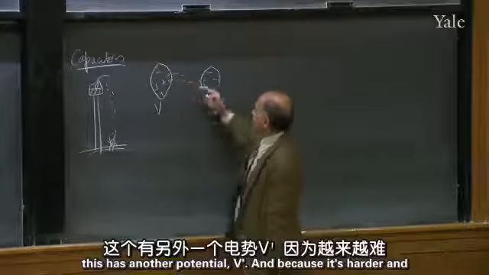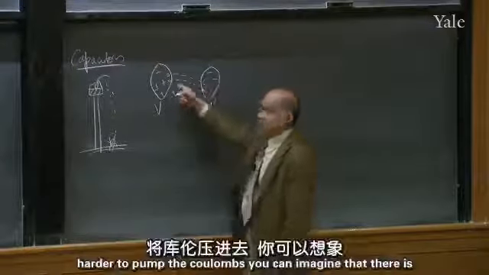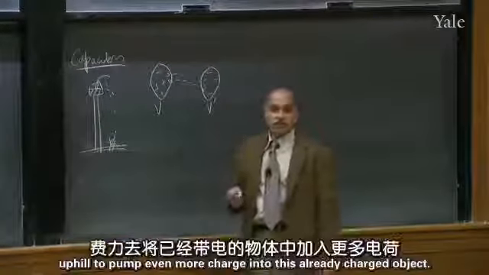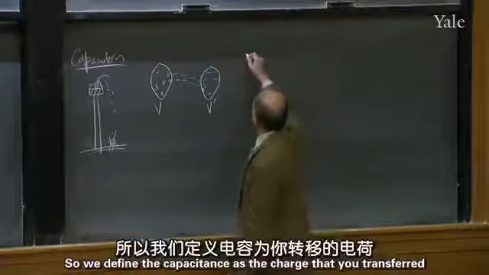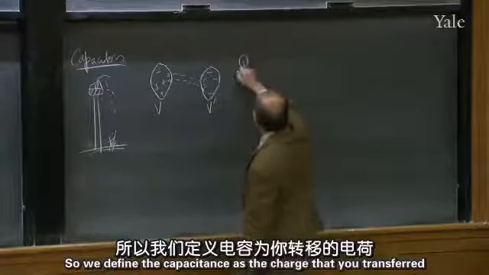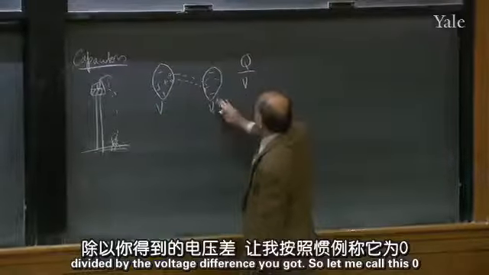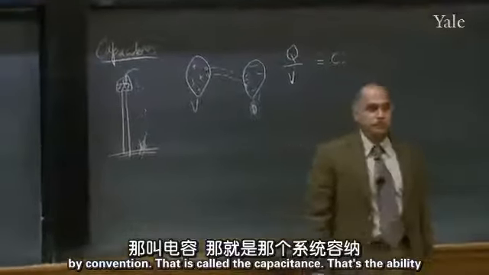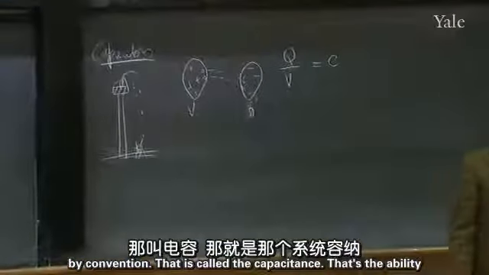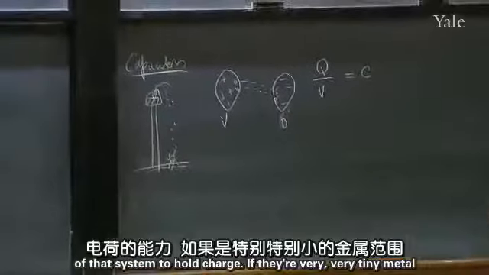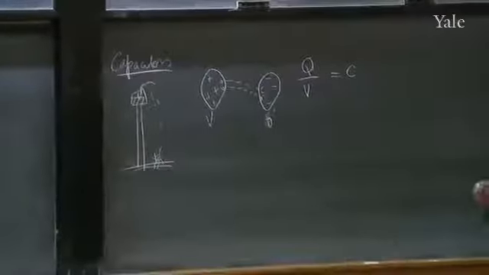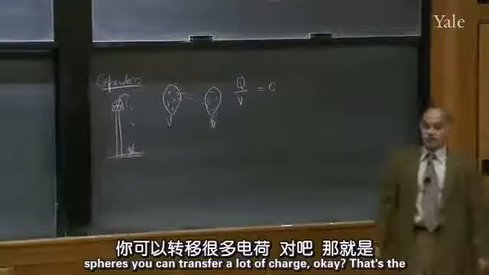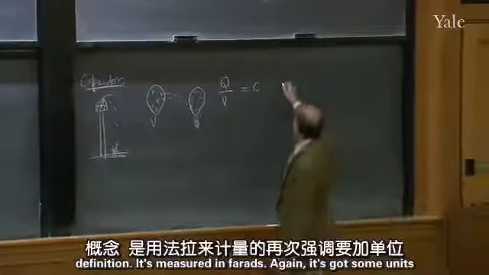And because it's harder and harder to pump the coulombs, you can imagine that there is a potential difference between them, because you got to go uphill to pump even more charge into this already charged object. So we define the capacitance as the charge that you transferred divided by the voltage difference you got. So let me call this 0 by convention. That is called the capacitance. That's the ability of that system to hold charge. If they're very, very tiny metal spheres, you can transfer only a little charge with some amount of work; if they're huge metal spheres, you can transfer a lot of charge. Okay? That's the definition. It's measured in farads.